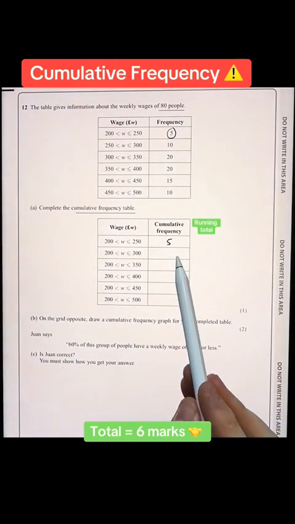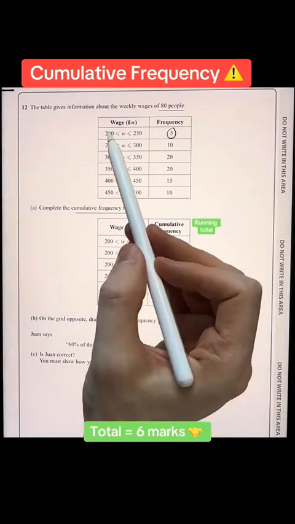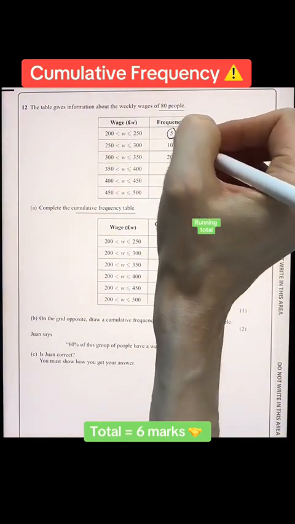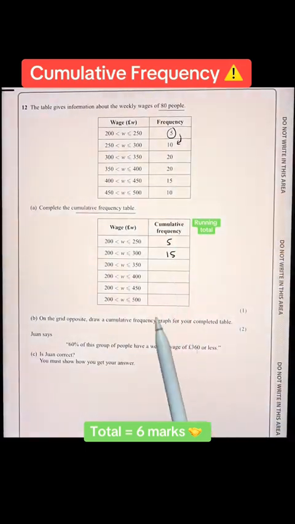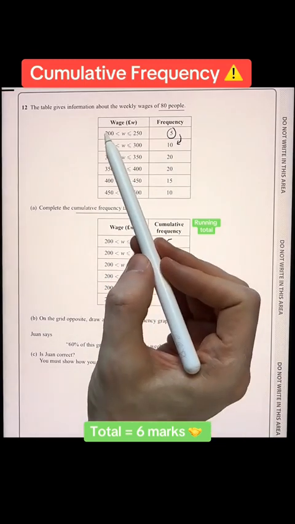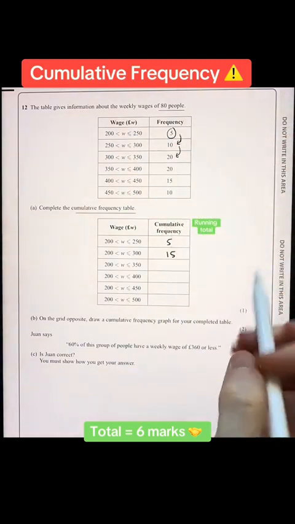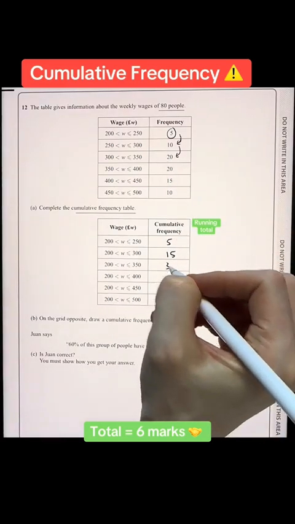For my next cumulative frequency, I want the wages between 200 and less than or equal to 300. Hence, 200 and less than 300 will be adding up my first two frequencies. So 5 add 10 will give us 15. For my next cumulative frequency, I want the wages between 200 and less than or equal to 350. Well, 200 and less than 350 means adding up my first three frequencies. I know my first two frequencies add to 15. So 15 add 20 will give us 35.